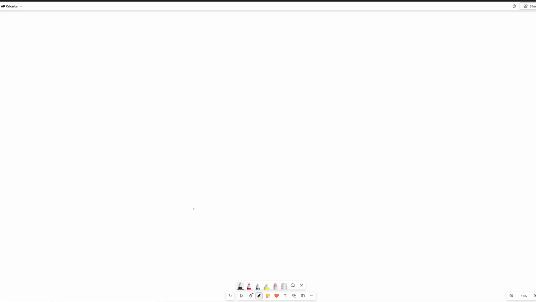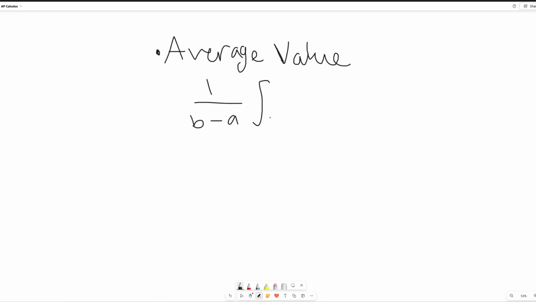So, to recap for this unit, you need to know average value. There is always going to be an average value question in some shape or form on both AB and BC. These are free points. Average value is so easy. It is quite literally integrating. If you know what an integral is, you should be able to get these average value questions correct. It's just 1 over b minus a, times the integral from a to b.